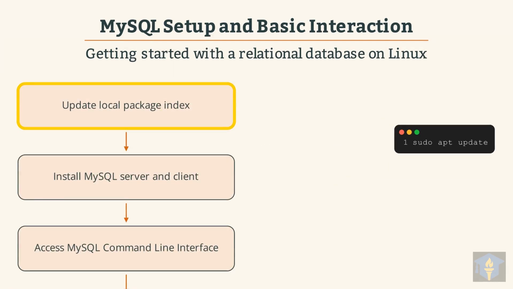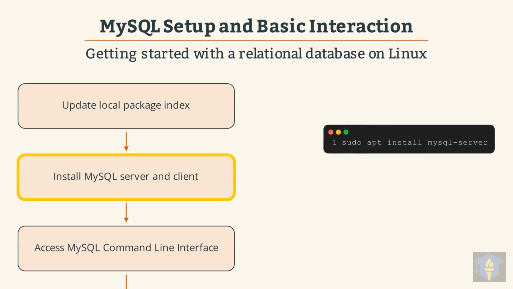First, you'll need to update your local package index to ensure you get the latest software information. You can do this by running the command sudo apt update in your terminal, which refreshes the package list. Next, we'll proceed to install both the MySQL server and the client tools necessary for interaction. Use sudo apt install mysql-server to install the complete MySQL package, including the server and client components.